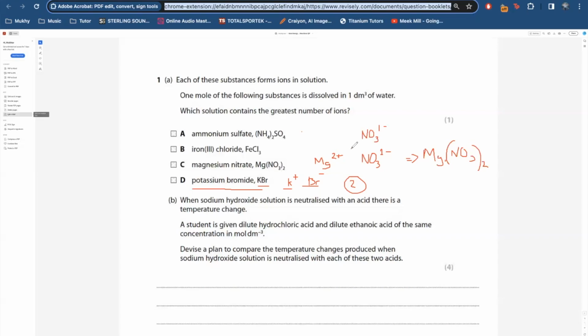Okay, so we need to forget the swap and drop for a second. I think this way is probably better for you to learn it because it seems you might understand this better. So you need 2 NO3 minuses for every Mg. That's why it's Mg(NO3)2. That's exactly how we do it. Do you understand that? Yeah. Okay, cool, because you're going to do the next one on your own.